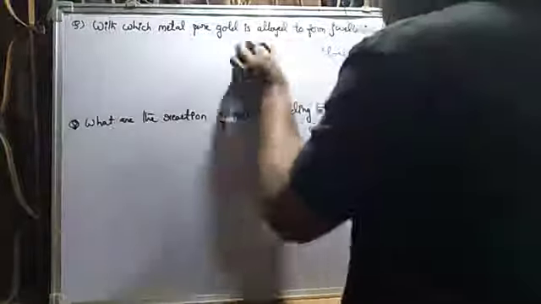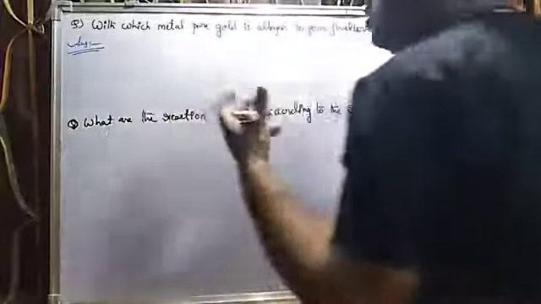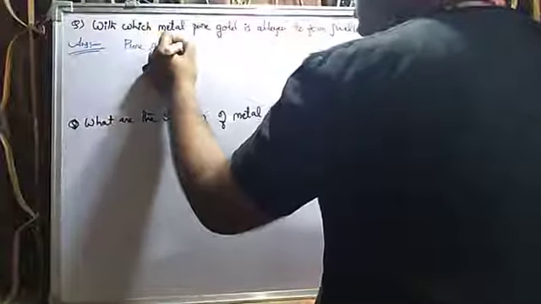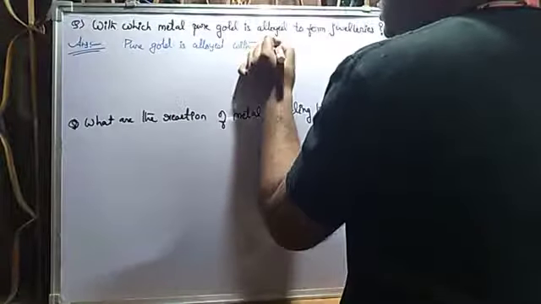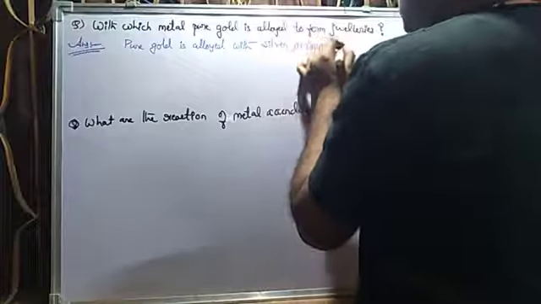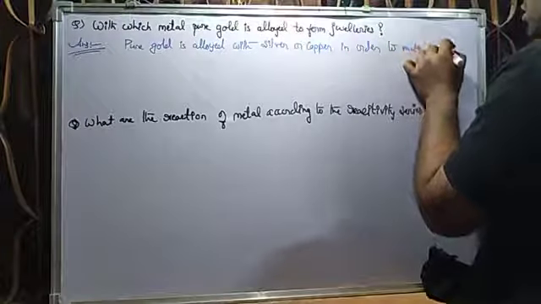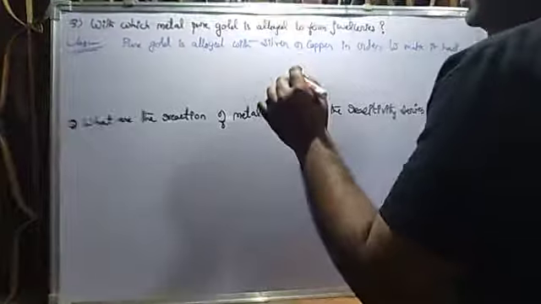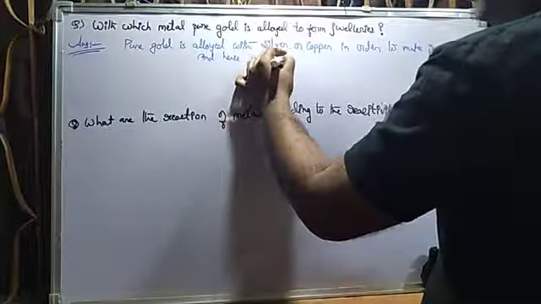So in order to make jewelries which have different shapes and structures, and in order to increase its strength, pure gold is alloyed with silver, either silver or copper, in order to make it hard, and hence jewelries can be made.